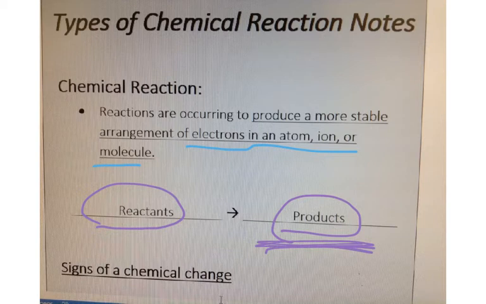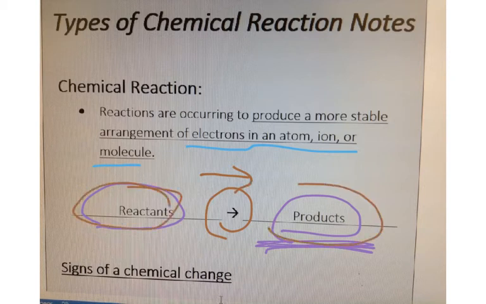It's like we always read left to right in English. The products are what are produced, so they will always be at the end, always on the furthest right. And what is it going to be right of? It's going to be to the right of the arrow. The arrow always goes from left to right, okay? So reactants are always on the left, products are always on the right of the arrow.